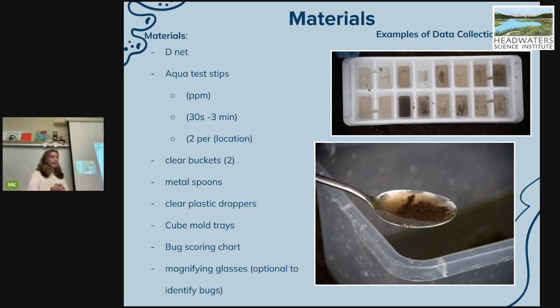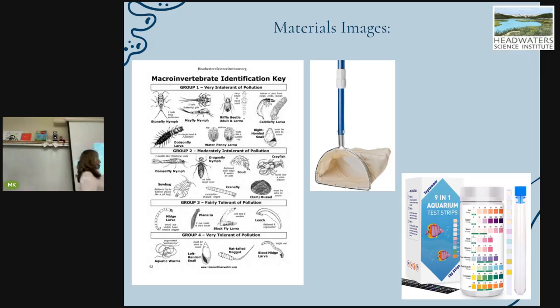So the materials we used to collect this data were a D-net, some test strips, clear buckets, metal spoons, plastic droppers, ice cube molds, a bug tray chart, and then magnifying glasses, which we didn't end up using because the bugs were big enough for us to identify. But this is just some footage in the field showing how we use this.